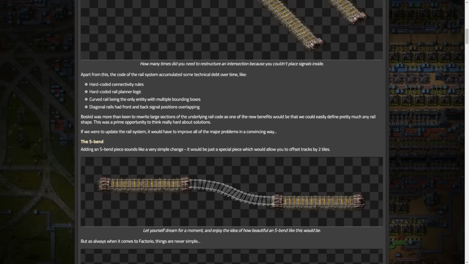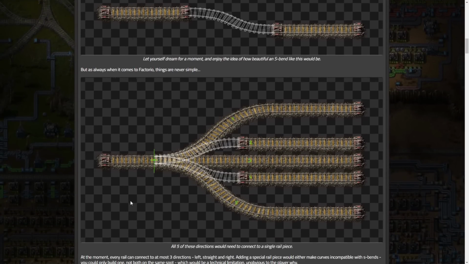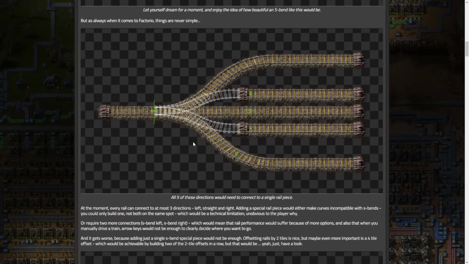Let yourself dream for a moment and enjoy the idea of how beautiful an S-bend like this would be. Exactly. So you can't do this in vanilla, period, I don't think. But as always, when it comes to Factorio, things are never simple. So they encounter a problem here. You can see these are labeled 1, 2, 3, 4, and 5. All 5 of these directions would need to connect to a single rail piece, which would be right here. And that's currently not possible because at the moment, every rail can only connect at most 3 directions: left, straight, and right. So you couldn't have these 2 here normally.